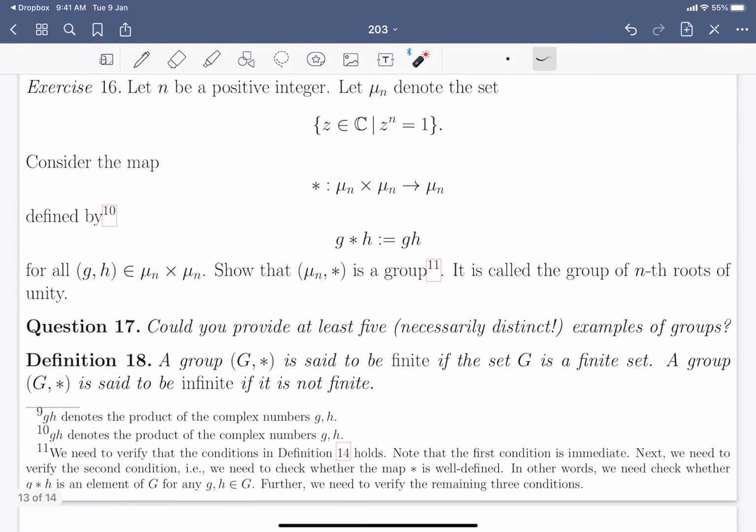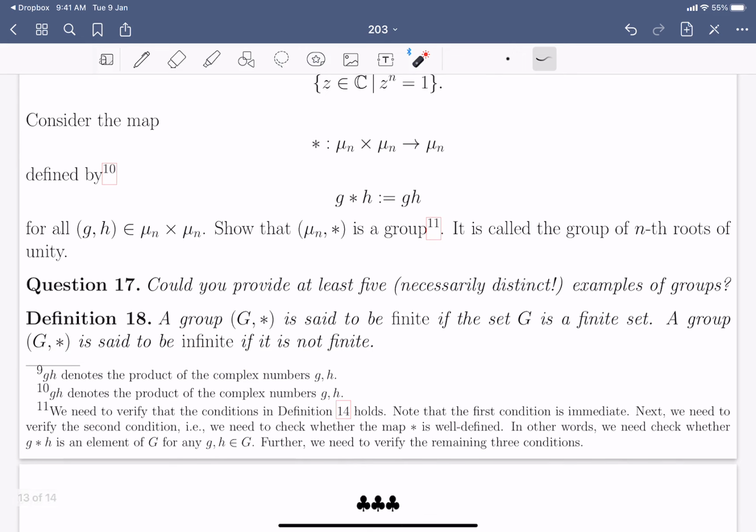One more remark, or a definition: a group G, star, is said to be finite if the underlying set G is a finite set, and it is said to be infinite if it is not finite. So please try to come up with at least 5 distinct examples of finite groups, and at least 3 or 4 examples of infinite groups, or maybe even infinitely many examples of infinite groups. You're in a position to do that. Think about it, try to work on it, and we'll continue these notions in the next lecture. Let me stop the recording.